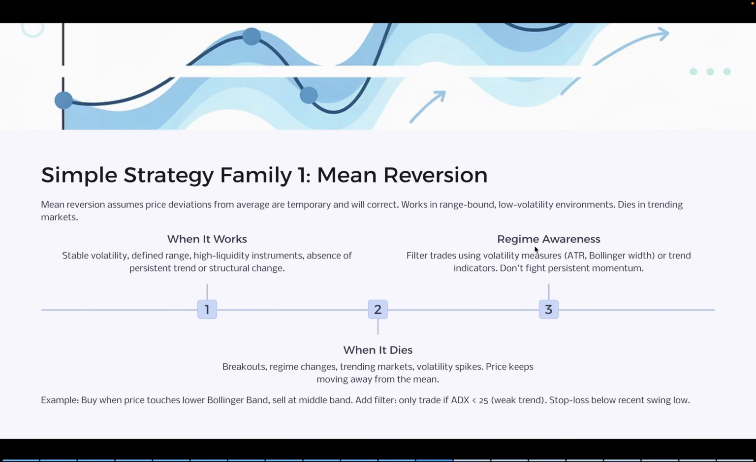So then the third one is regime awareness. This is very important for you to know what regime you are in. So filter trades using volatility measures like ATR and Bollinger Width, and these are the simple ones, right? Or trend indicators. Or you can also measure it with Z-score, and I would recommend using that as well, or testing with that. So don't fight persistent momentum.